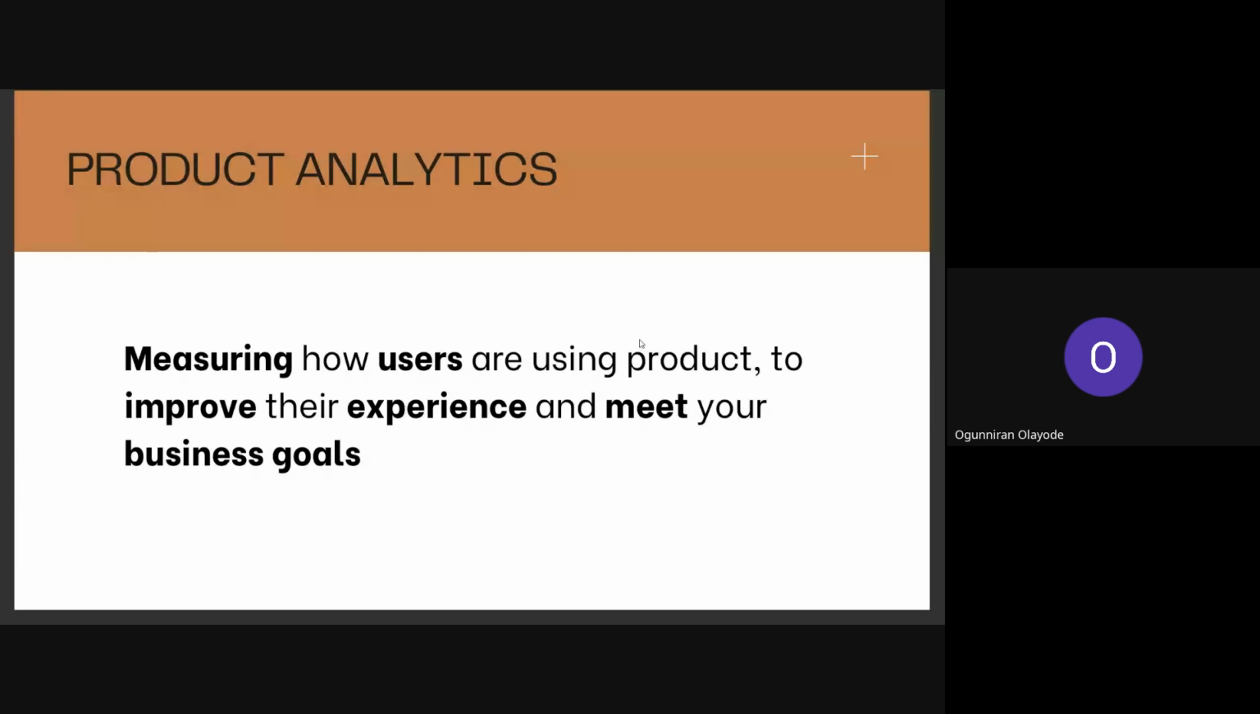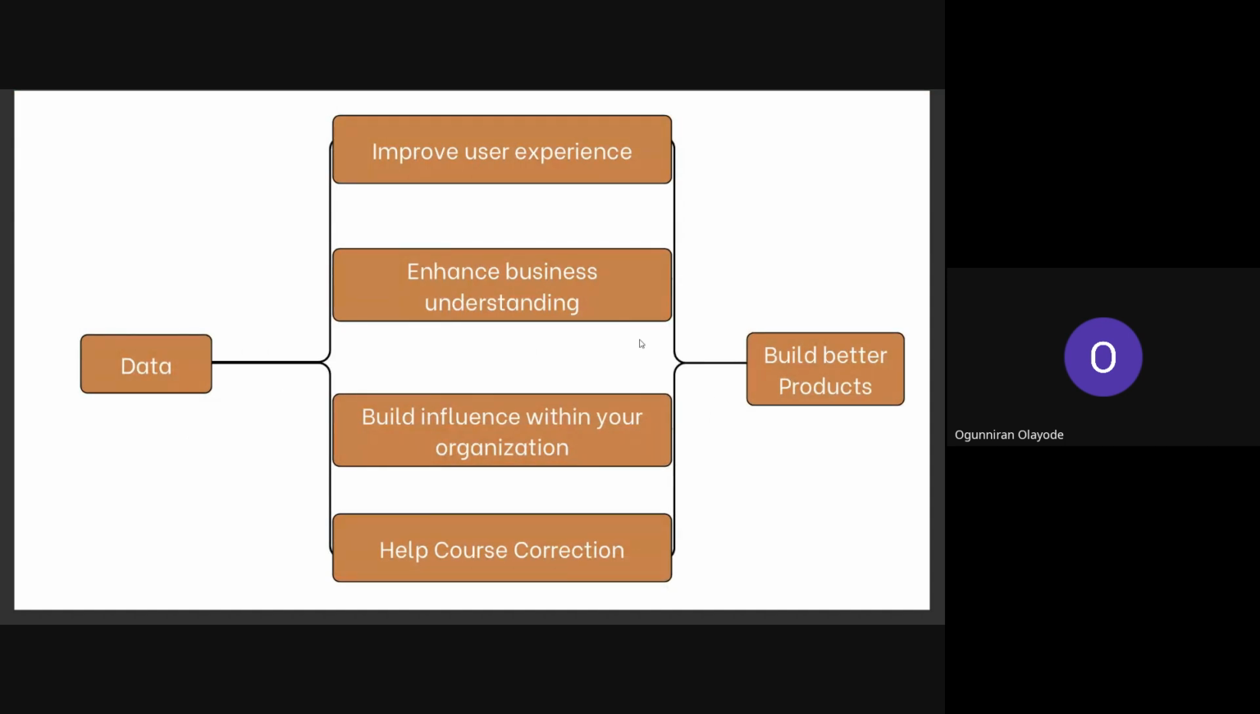It is how people interact with your product that will determine whether your product is doing very well or not, and it also tells you what the people need, whether what you are giving them is what they need or isn't what they need. So these are the things that determine the progress or success of a product. And like I said, data is what connects all these things. It improves users' experience, enhances business understanding, builds influence within the organization, and helps course correction.